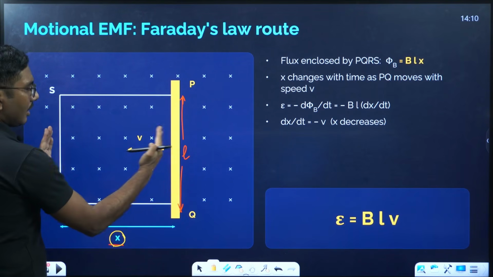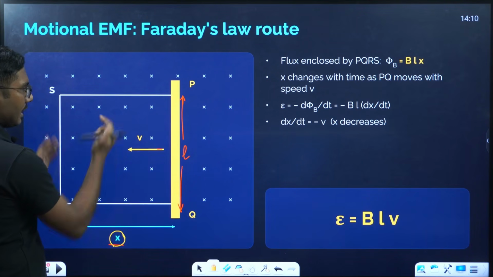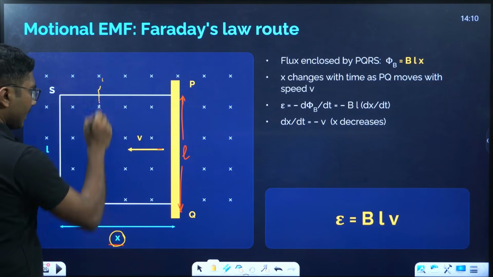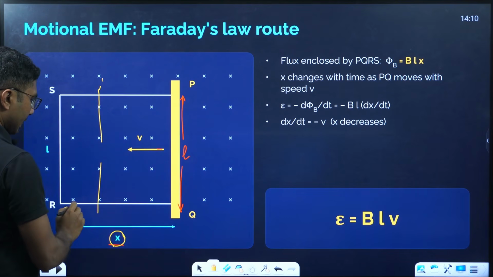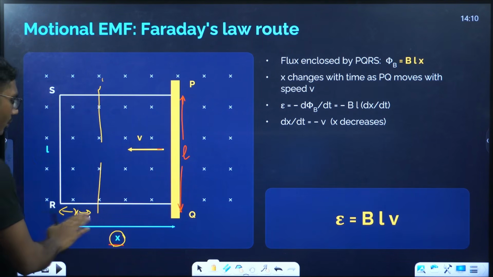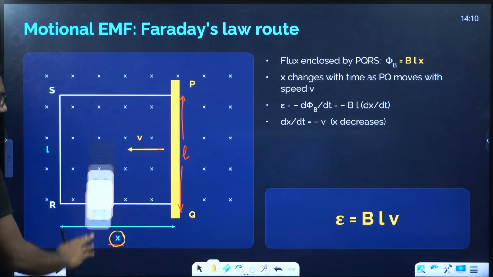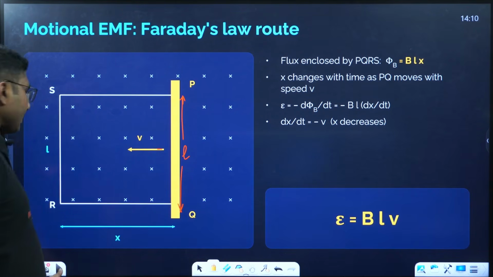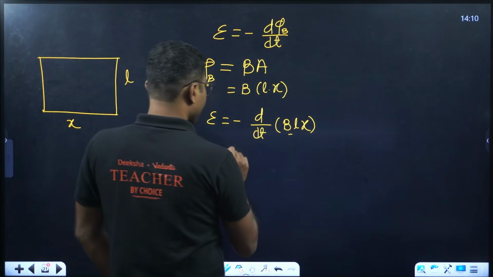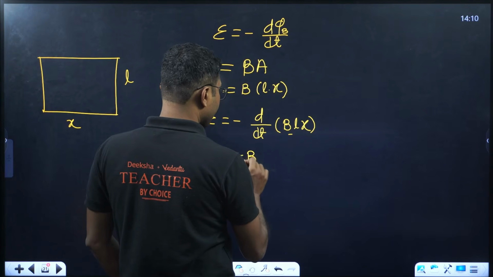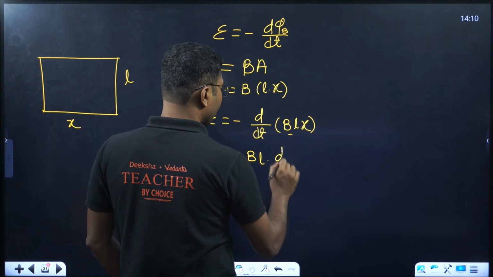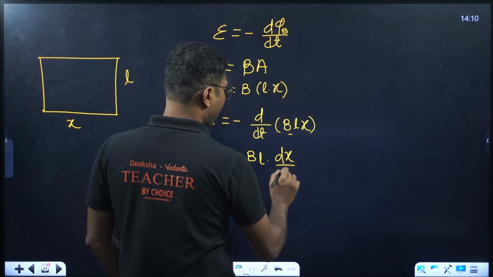As the rod is slowly coming here, at this position obviously the x value reduced, right? So only the value that is changing is this x. Remaining quantities are constant. So any constant in differentiation must come out of the differentiation. So it will be BL into dx by dt.